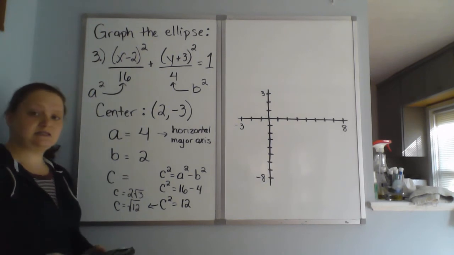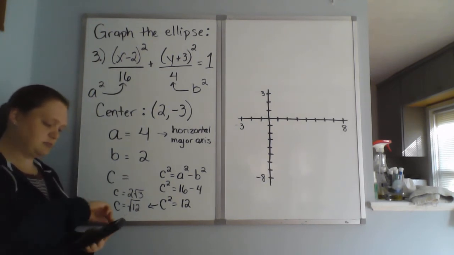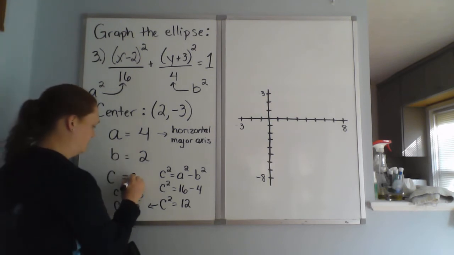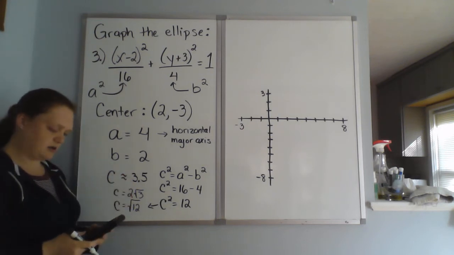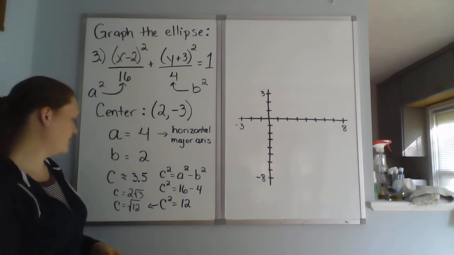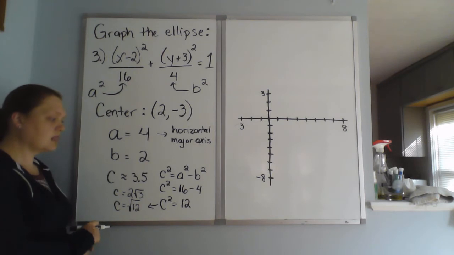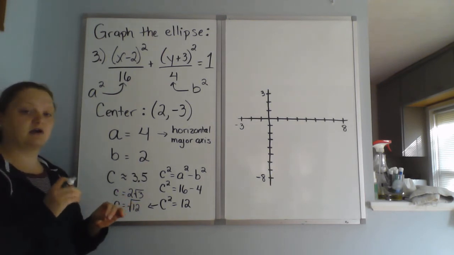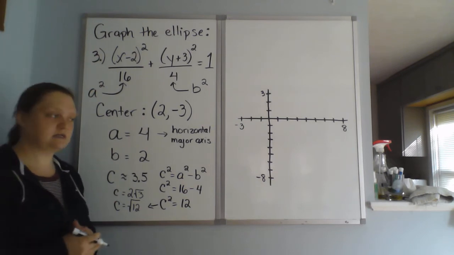But we're going to need the decimal version in order to make this graph. So I want to know what's the square root of 12, and that is approximately 3.5. Really comes out to about 3.464, but we can approximate that to 3.5. But the exact value of C is 2 square root of 3, okay? So now we're not going to have all of our vertices along the axes themselves. We're going to kind of create our own axes, all right?